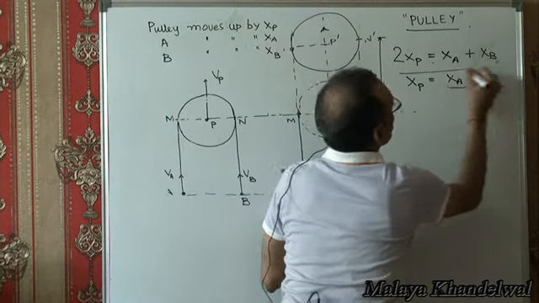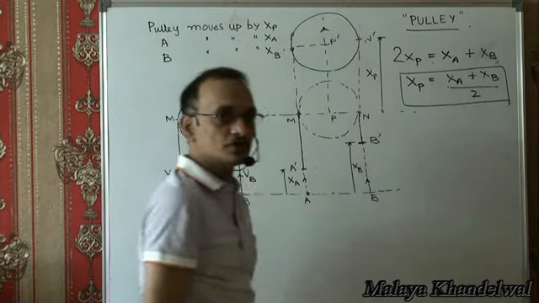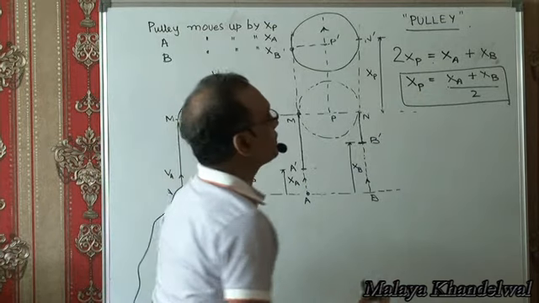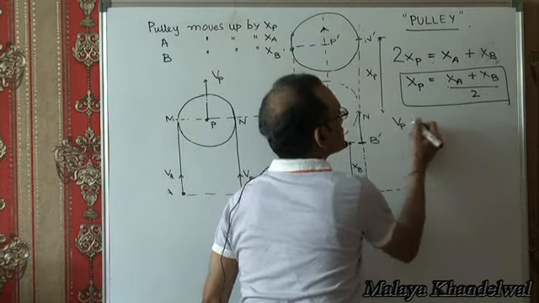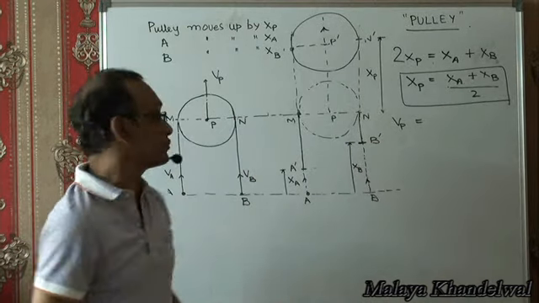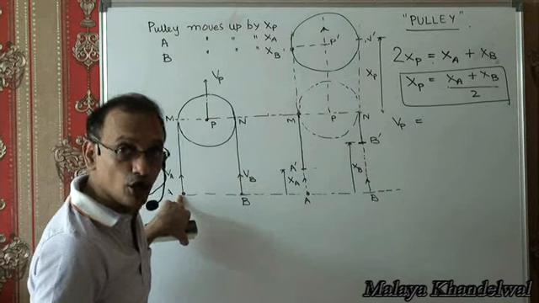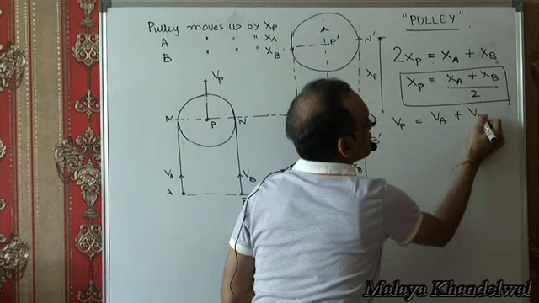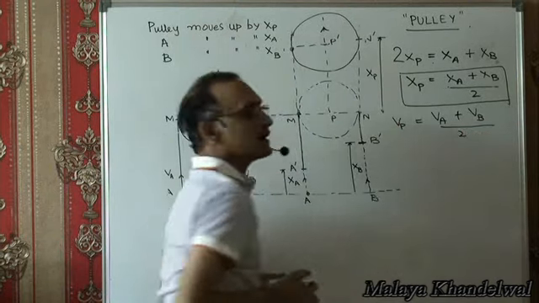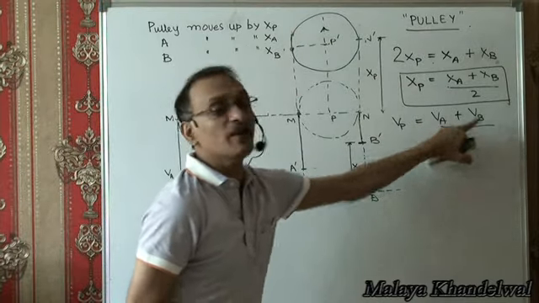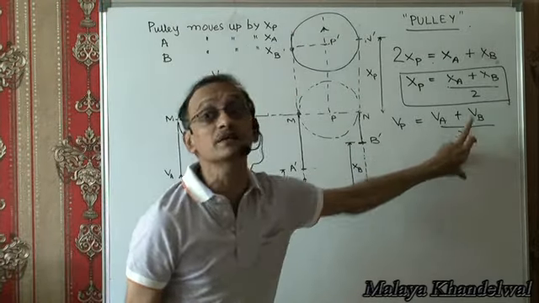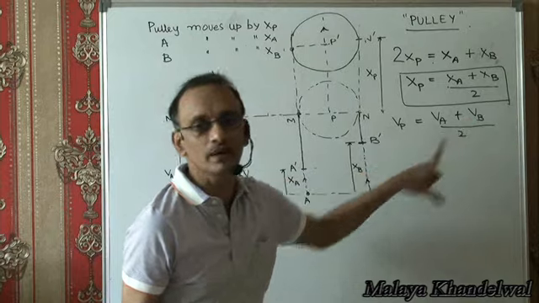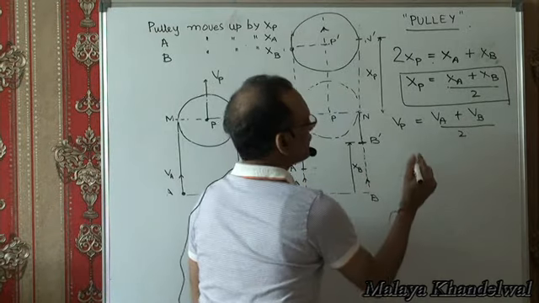Now, if I differentiate both sides with respect to time, then if I differentiate xp with respect to time, what am I going to get at a given instant? I'm going to get the velocity of the pulley at that instant. And if I differentiate xa with respect to time, I'm going to get the velocity of the end A of the string. If I differentiate xb with respect to time, I'm going to get the velocity of the end B by 2. This is what I get. So velocity of the pulley would be the average of the algebraic velocities at the ends of the string connected to the pulley. That's important. Vp would be Va plus Vb by 2.